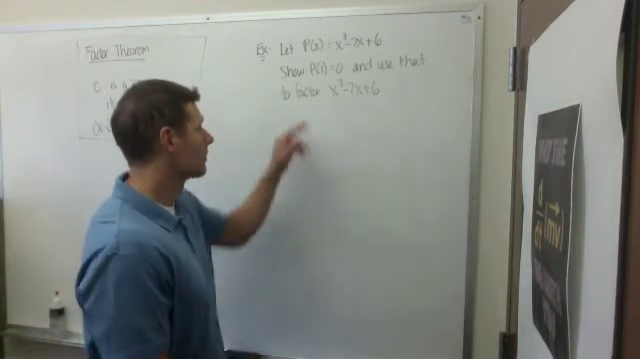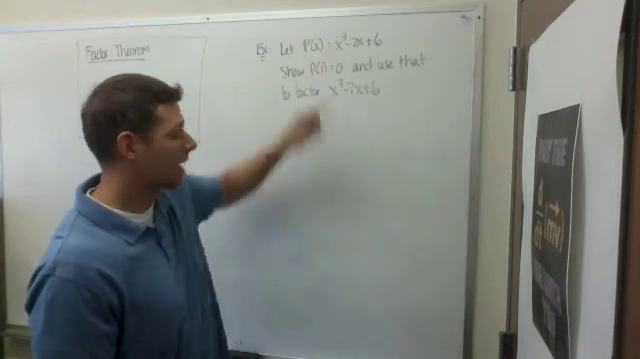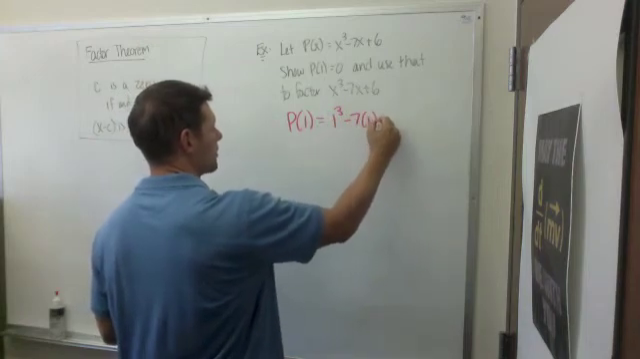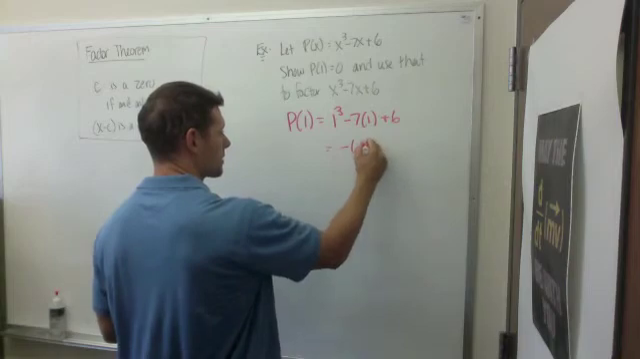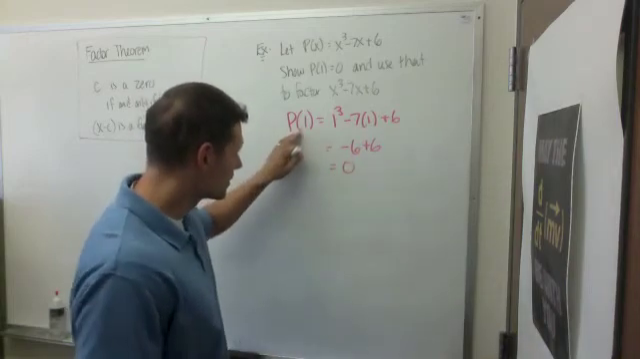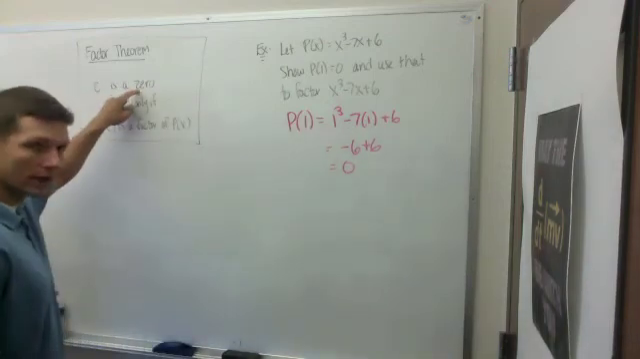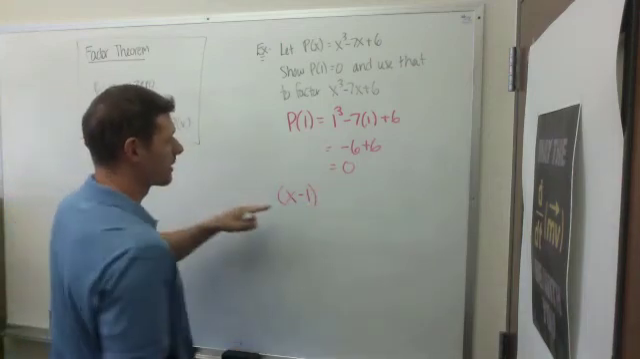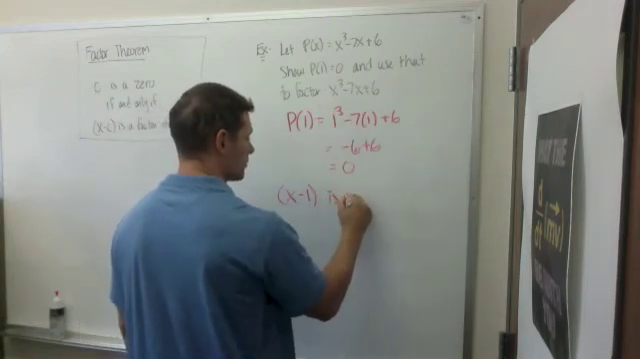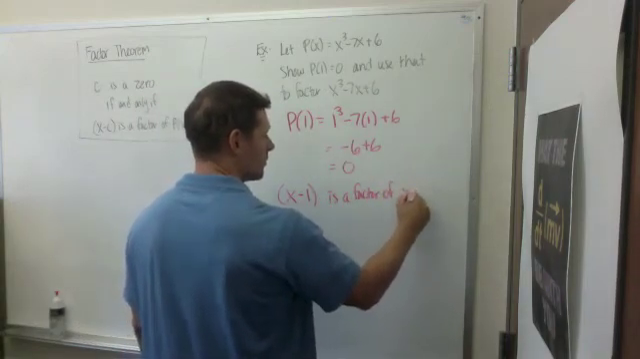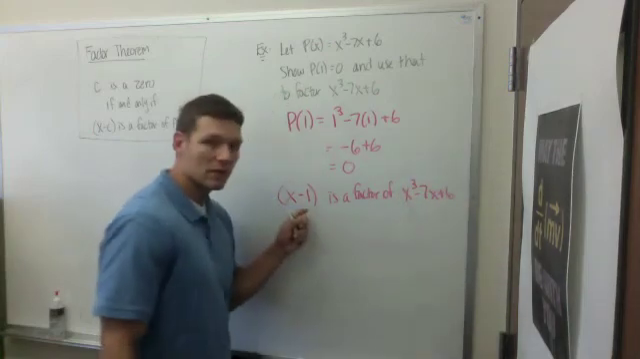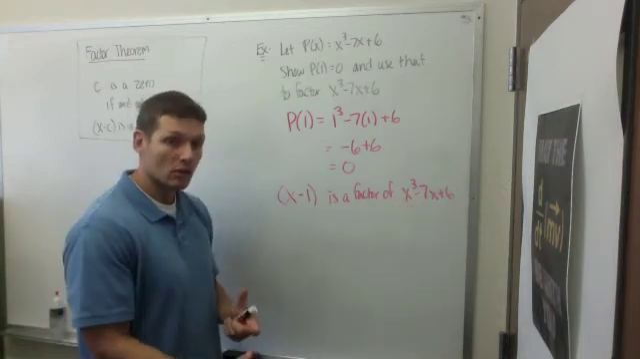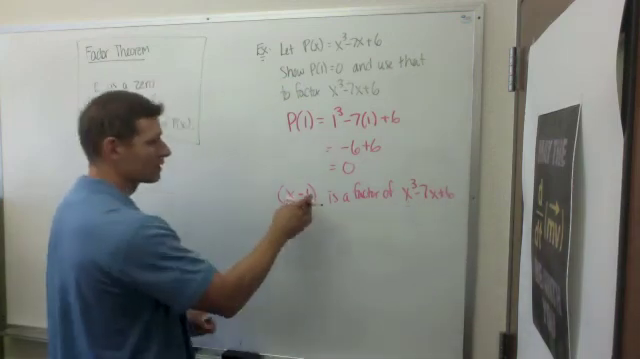But check this out. If I plug in 1, note what happens. P of 1 equals 1 cubed minus 7 times 1 plus 6. 1 minus 7 is negative 6 plus 6 equals 0. Which means 1 is a 0, right? I plug in 1, it gave me a 0. Therefore, x minus 1 is a factor of this polynomial. That means if I divide x minus 1 into this polynomial, I will get remainder 0, so I can rewrite this as an expression of x minus 1 times something else.